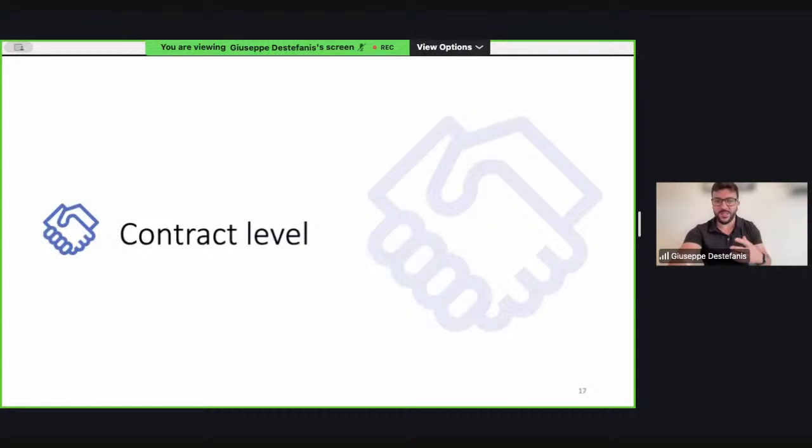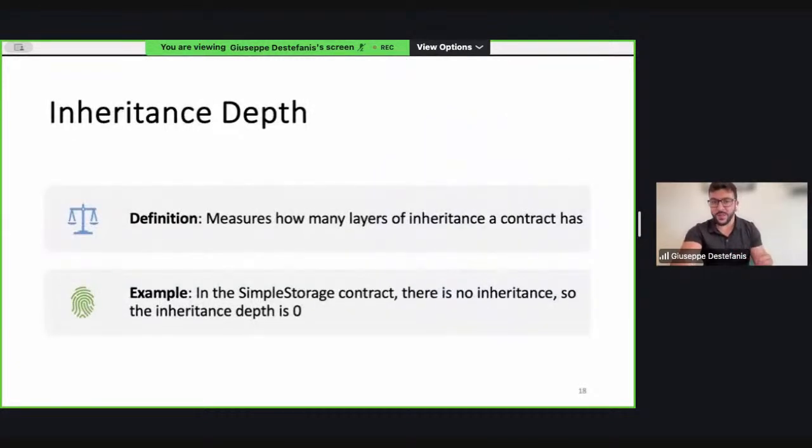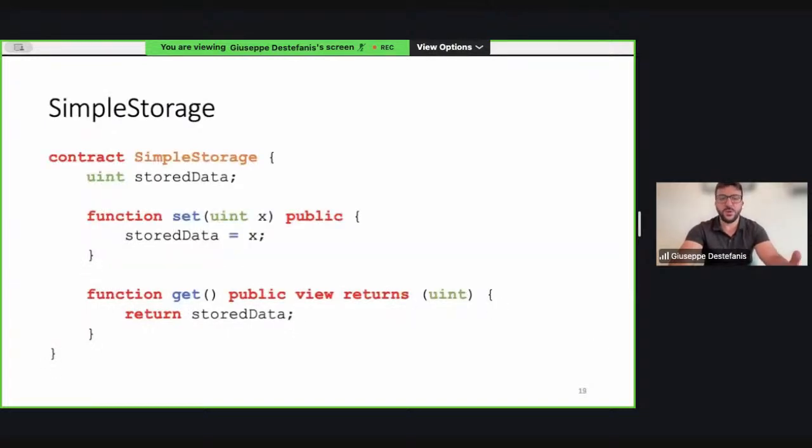So let's try to quickly understand contract level metrics. Inheritance depth. Now I will be throwing several definitions, please, I apologize from the beginning. I beg your pardon, but it's useful to have an idea of what I'm measuring. Definition of inheritance depth is measuring how many layers of inheritance a contract has. What does it mean? Level of inheritance in a contract. If we look at the contract that I showed earlier, there is no inheritance. So the depth of an inheritance tree is 0. What does it mean? It means that this contract is not inheriting, let's say, functions from other contracts that we have.